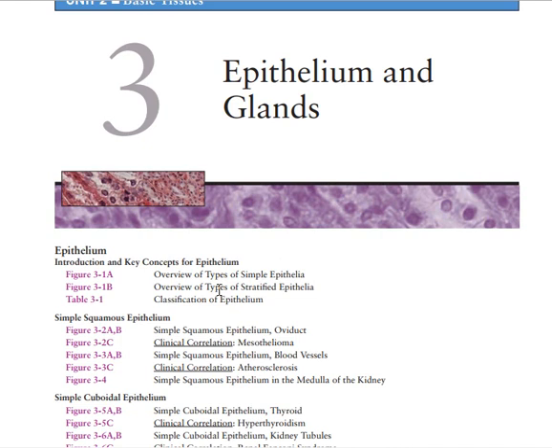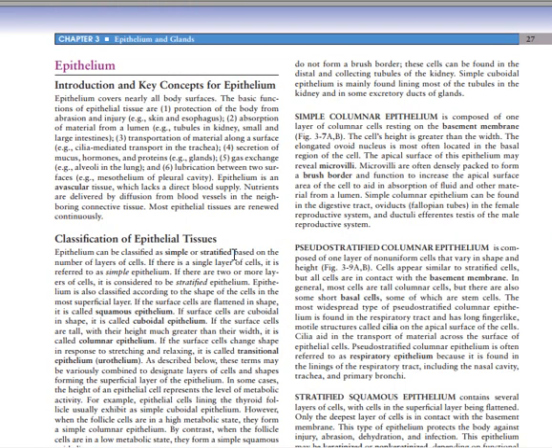So, epithelial tissue. We start with the first part of the tutorial, which is going to be the introduction. Epithelial tissue is a tissue that is used to cover other tissues. It is used mainly for covering. So it is used to cover body surfaces.